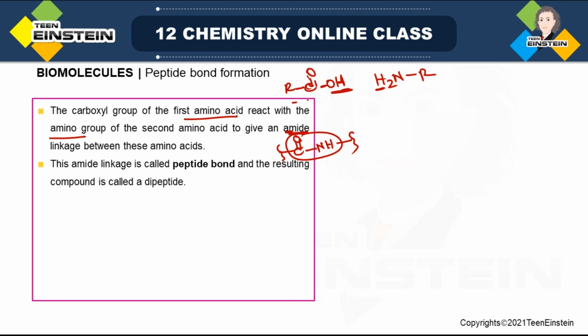Now suppose in the RCO2H, in this R part there is also NH2. So this is the first amino acid. And the second amino acid, here we have written the NH2 group, but in the R part there is also CO2H, right? So this amide linkage will be called a peptide bond, and the resulting compound will be called a dipeptide. Why dipeptide? Because you have taken two amino acids. So when it is a dipeptide, there is actually one peptide bond.